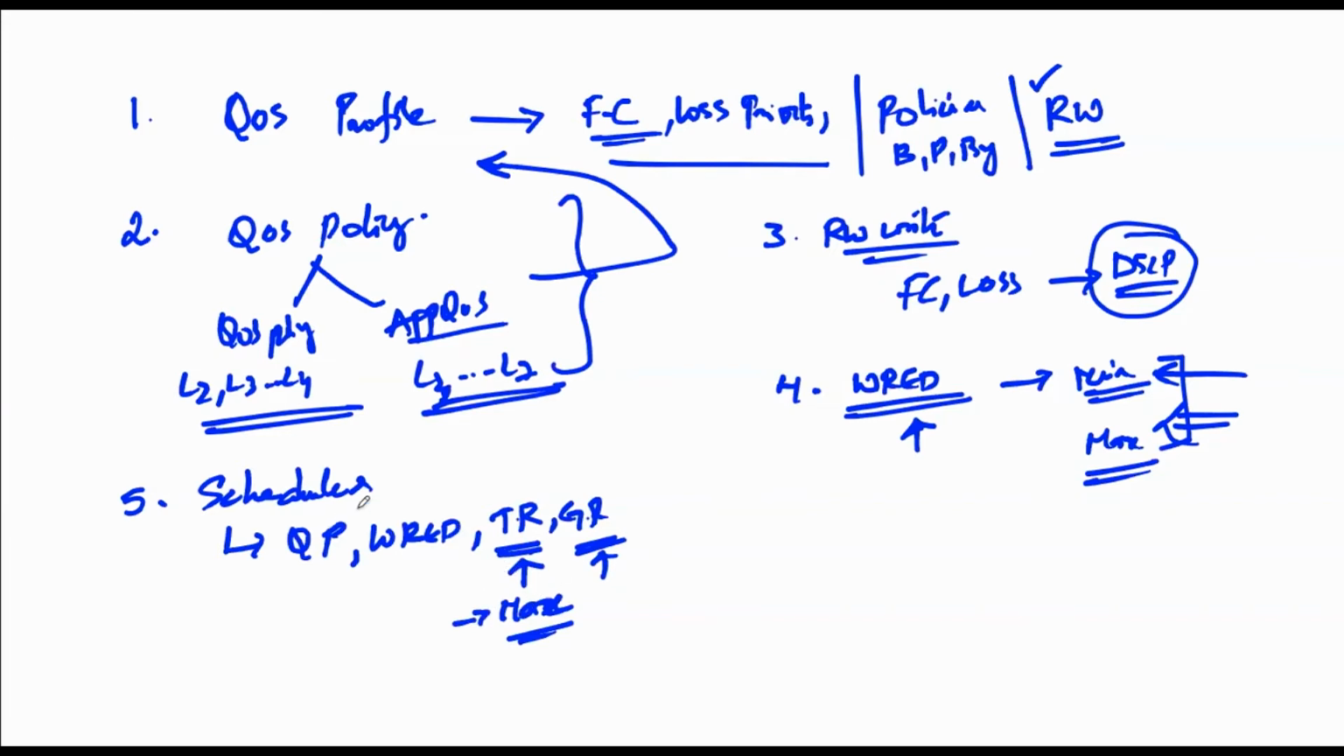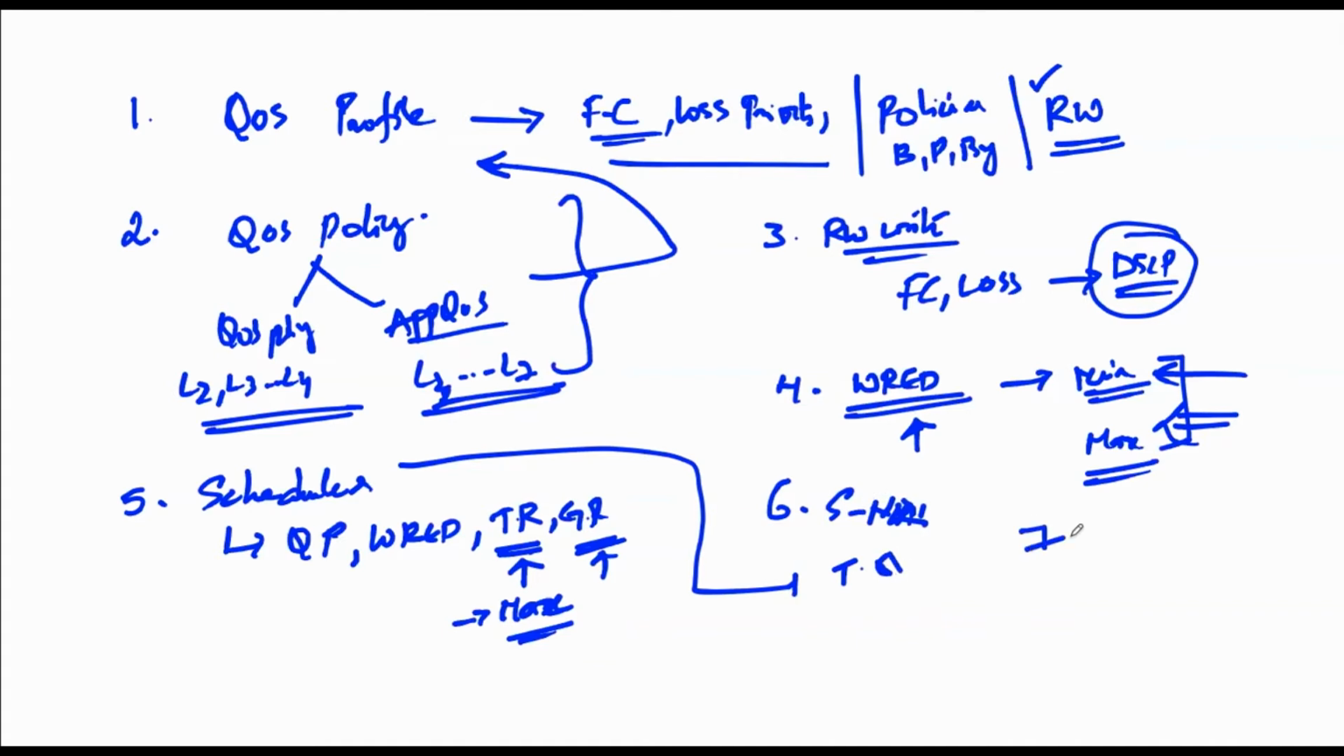Right, after configuring the schedulers, what is the next step? We'll go with the scheduler map. In the scheduler map, what we try to do is bind the scheduler to one or the other traffic classes.